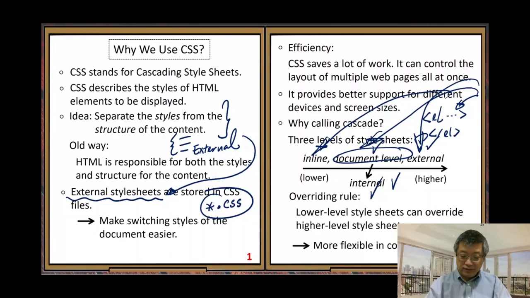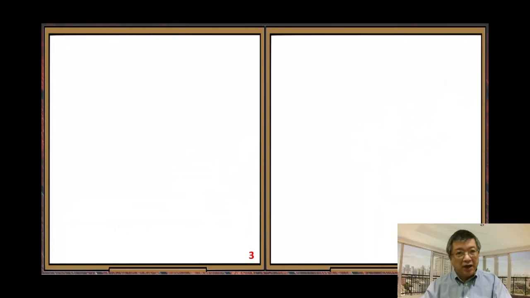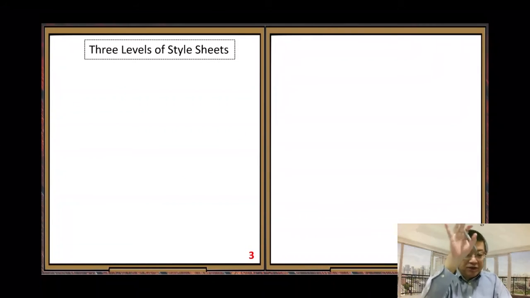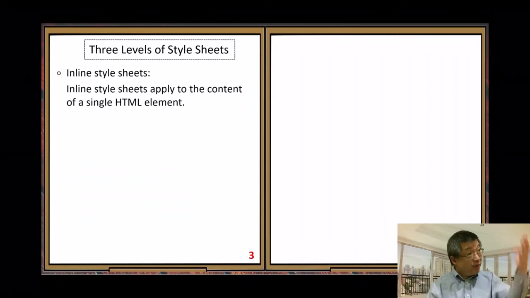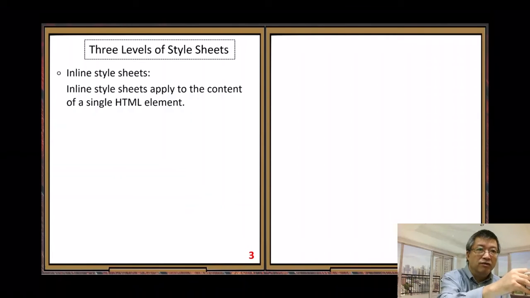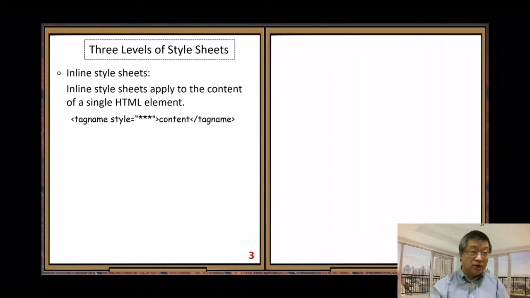Yeah. So, all right. Next, we want to study these 3 levels of style sheets, one by one. First, inline style sheets. From the meaning, you know how to apply inline style. Inline style sheets apply to the content of a single HTML element directly. How? So let's look at the format. Suppose you have an element with a certain tag name. Then this is the content.